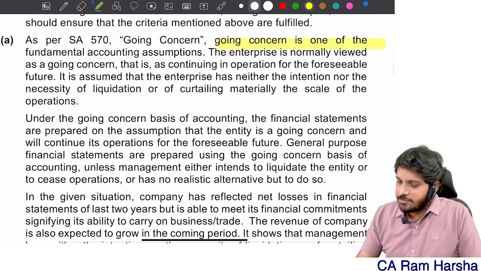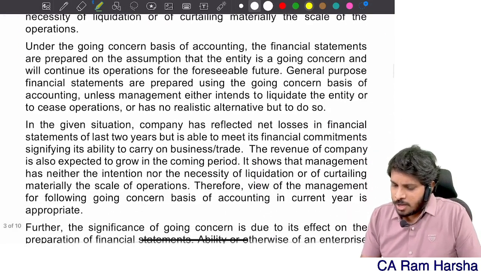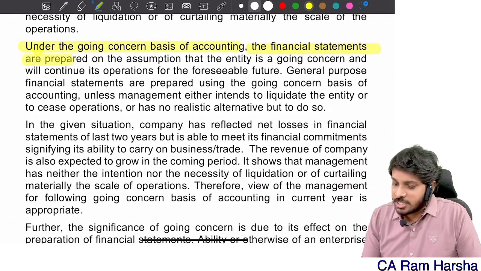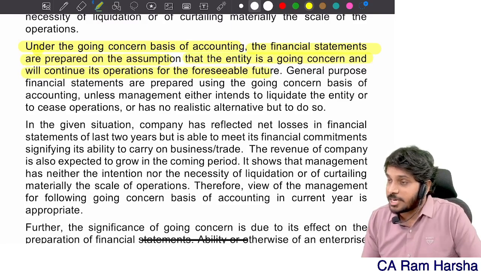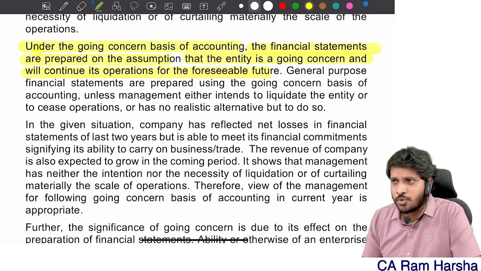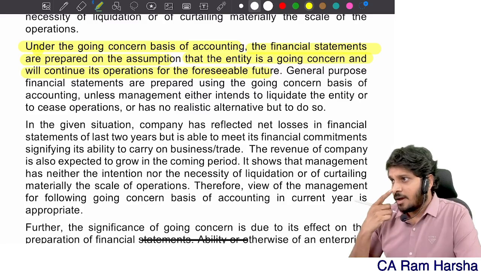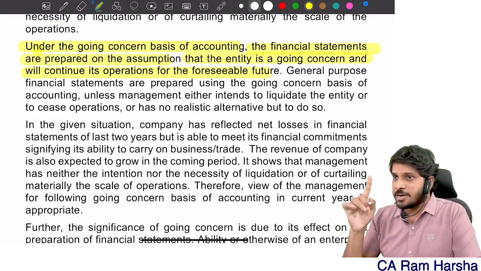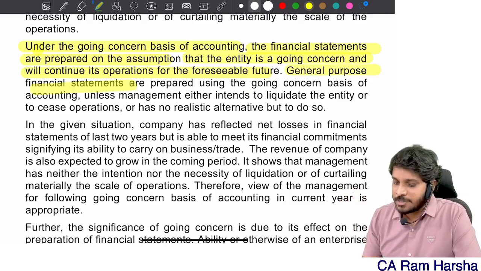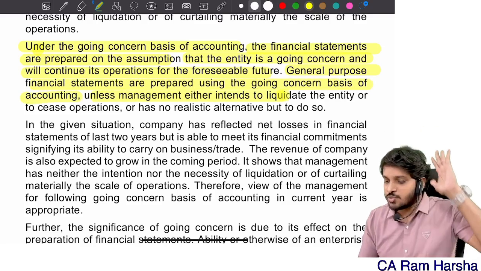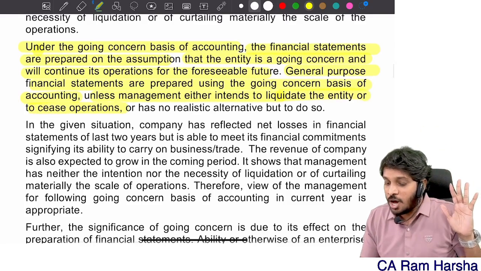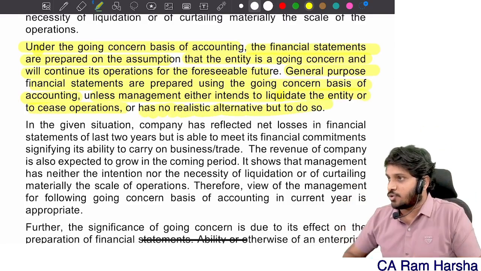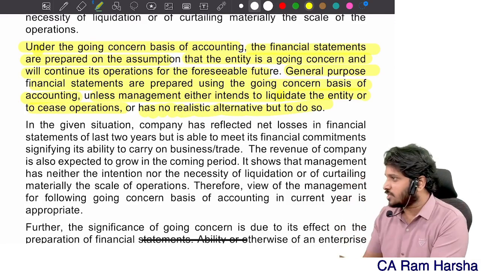Going concern is one of the fundamental accounting assumptions. Under the going concern basis of accounting, the financial statements are prepared on the assumption that the entity is a going concern and will continue the operation in the foreseeable future. What is foreseeable future generally? Minimum 1 year from reporting date. General purpose financials are prepared using going concern basis of accounting unless management wants to liquidate the entity or cease operation or has no realistic alternative but to do so. Means there is no other option except closing the business.